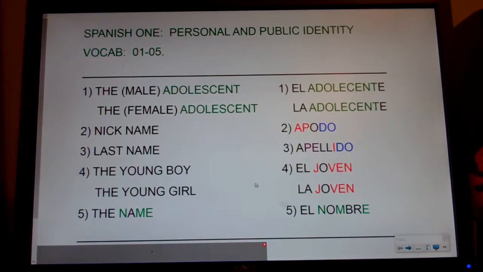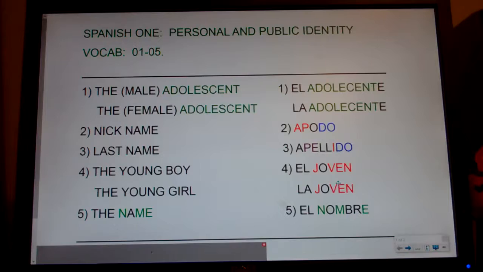Now, young boy is el joven. A lot of you have heard the word juvenile. A lot of you might have heard the phrase juvenile delinquent. A lot of people think juvenile means bad. No. Juvenile means young. And juvenile delinquent is a young person who makes bad decisions or engages in bad activities. But juvenile all by itself means young, and delinquent means bad. So joven is like juvenile. It means young.